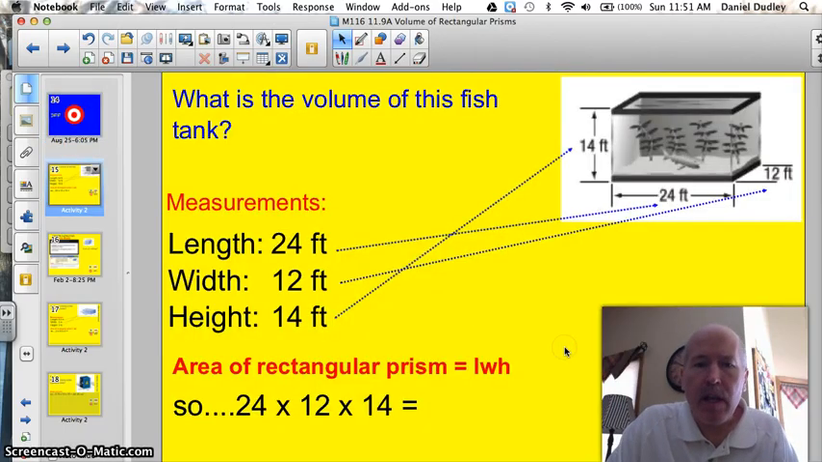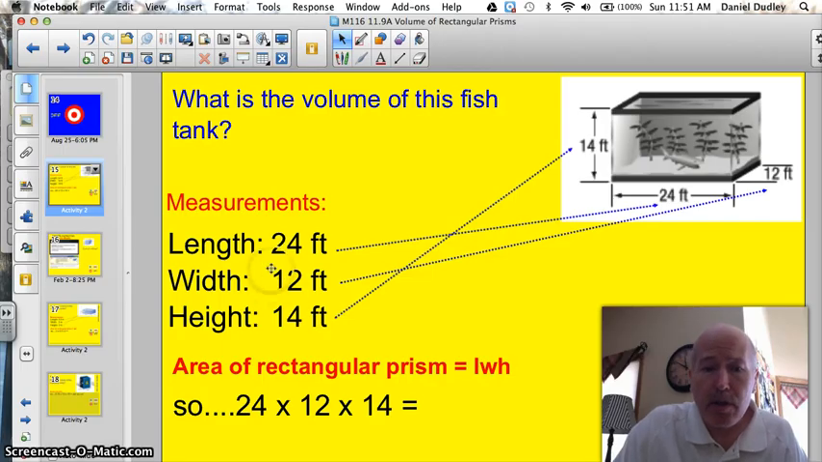All right, what is the volume of this fish tank? I can tell you this, it's a big one. 24 feet wide, 12 feet deep, and 14 feet tall. To find the volume of something like that, it's really simple. You just multiply the three measurements together. So here's my length, my width, and my height. I put those numbers into a number sentence: 24 times 12 times 14.